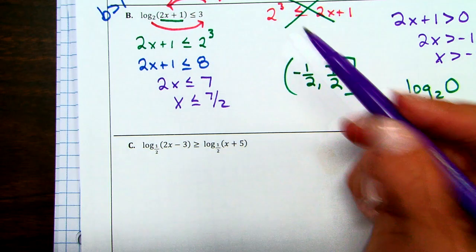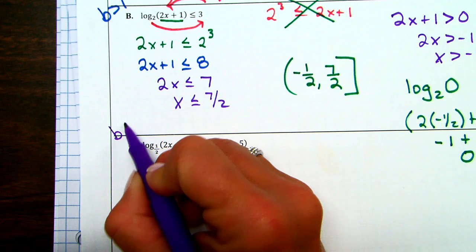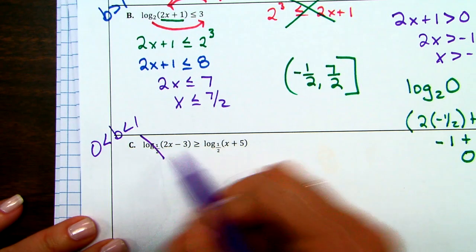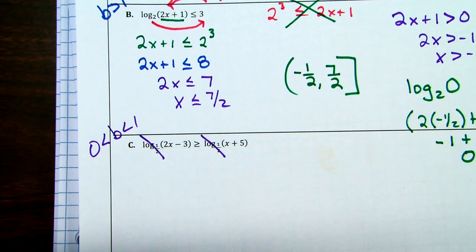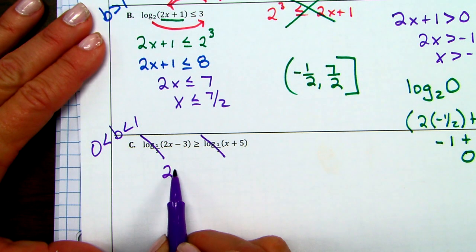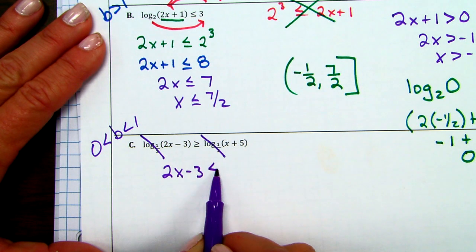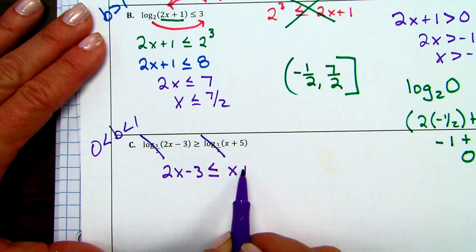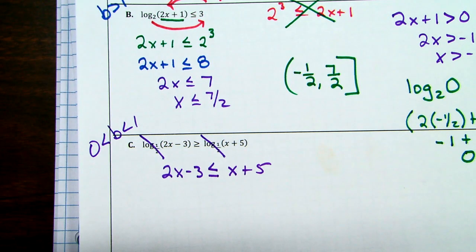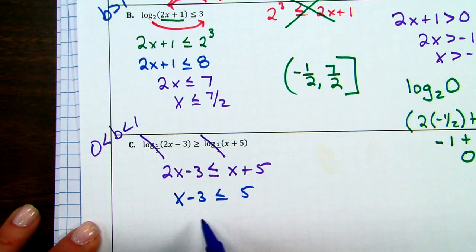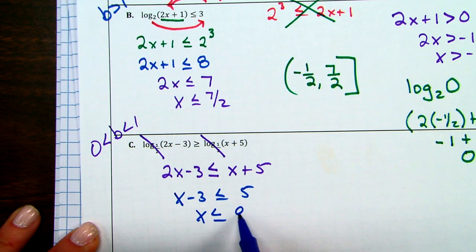Okay, last one. B is less than 1 and greater than 0, right? My base is 1/2. There's no cleanup to do. I have logs on both sides. I get to do that. Let's not forget that because our base is less than 1, greater than 0, I have to remember to flip. And there we go. Subtract x, add 3.